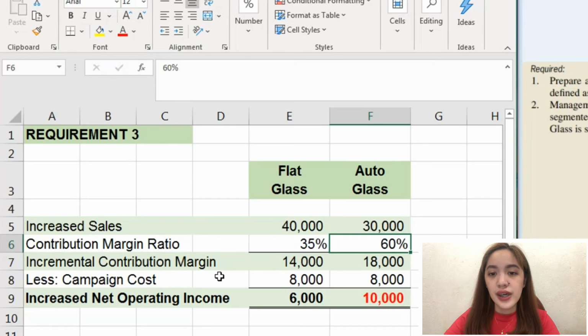Next, incremental contribution margin. To get this, we multiply the increased sales of flat glass and Autoglass to its respective contribution margin ratio, getting a 14,000 and 18,000. Next, campaign cost. And by subtracting that to incremental contribution margin, we now get the increased net operating income of 6,000 and 10,000 for each product. And with that, we can now determine which product line should be chosen, and that is Autoglass.